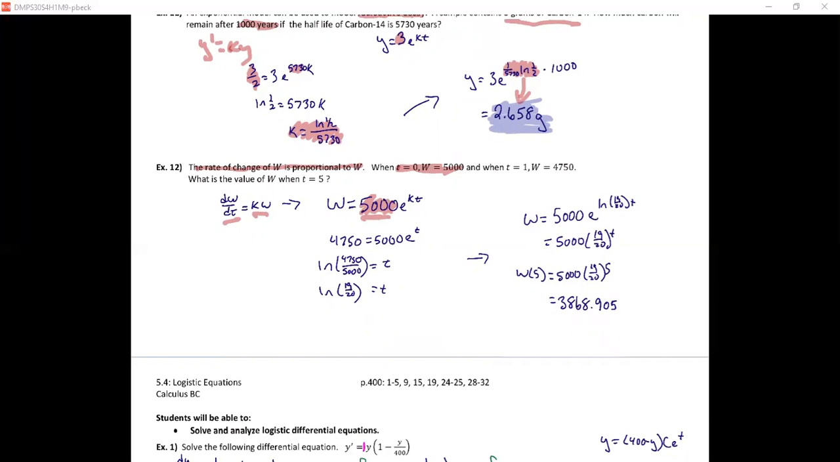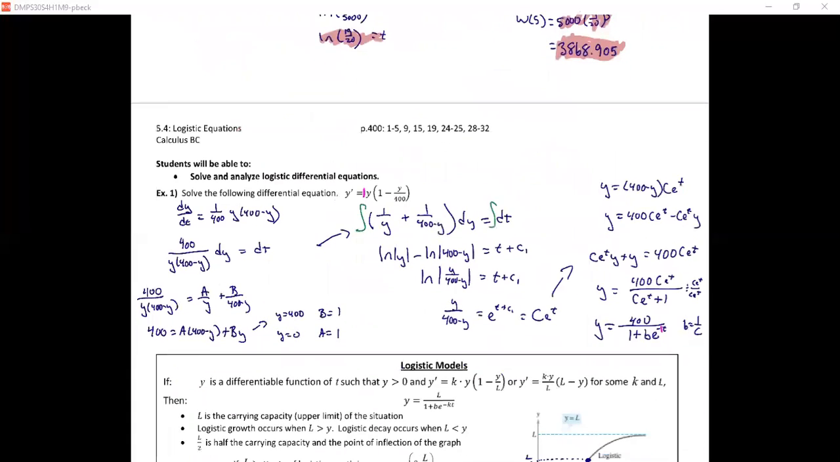To find the k value, then we have to use our secondary point, and that's what I did here. k ends up being the natural log of 19 over 20, which then I have to say what's the value of w when t equals 5. That's where I have this. Put it all together, and I get 3,868.905 because at the very end only, that's where we round.